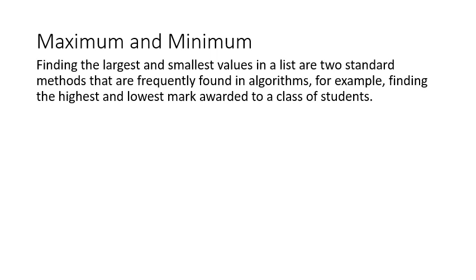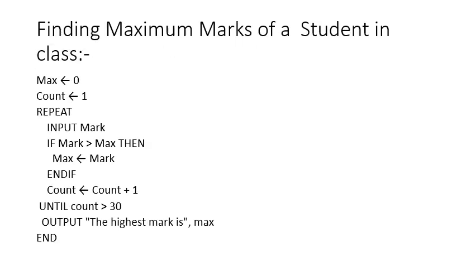Maximum and minimum. Finding the largest and the smallest value in a list are two standard methods frequently found in algorithms. For example, finding the highest and the lowest marks awarded to class students. So here we will put maximum equal to 0 and count equal to 1. Input marks. For example, you enter 15. Is 15 greater than maximum 0? We take 0 for this purpose, so that it will compare the marks. So 15 is greater than 0, yes, maximum marks will be 15.